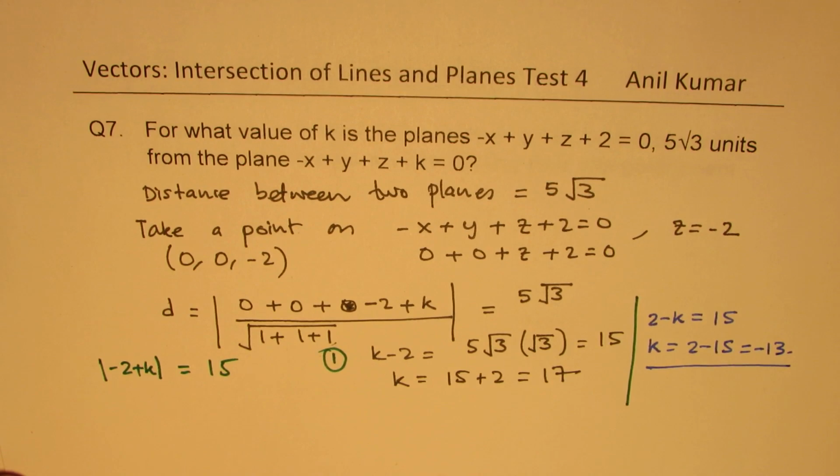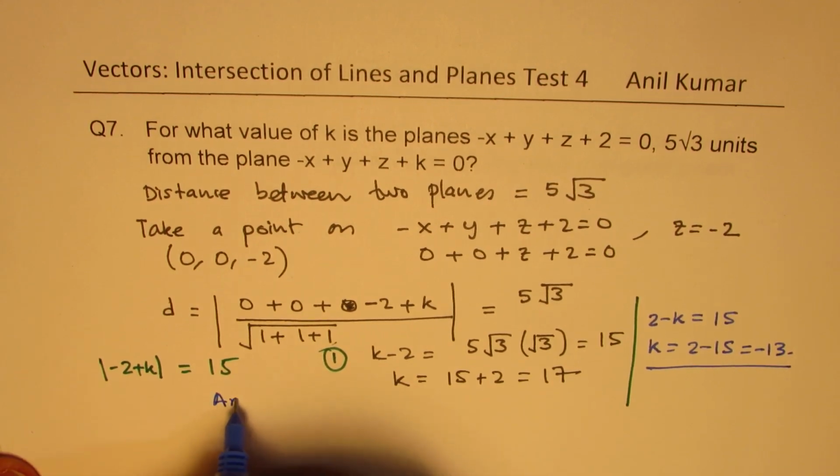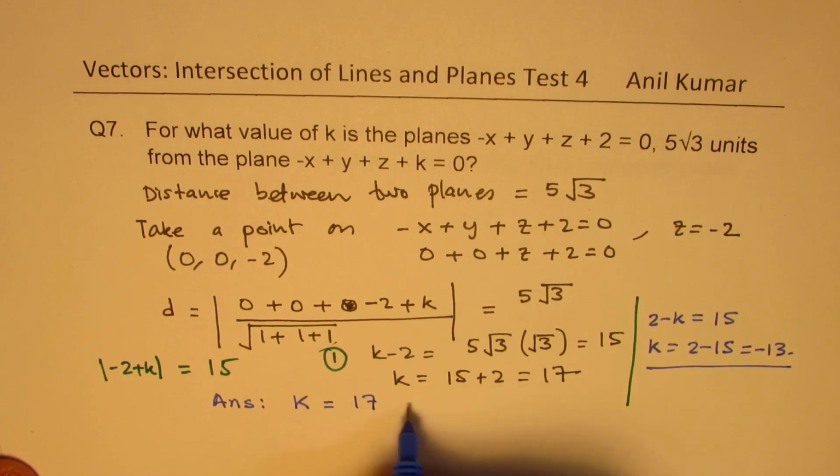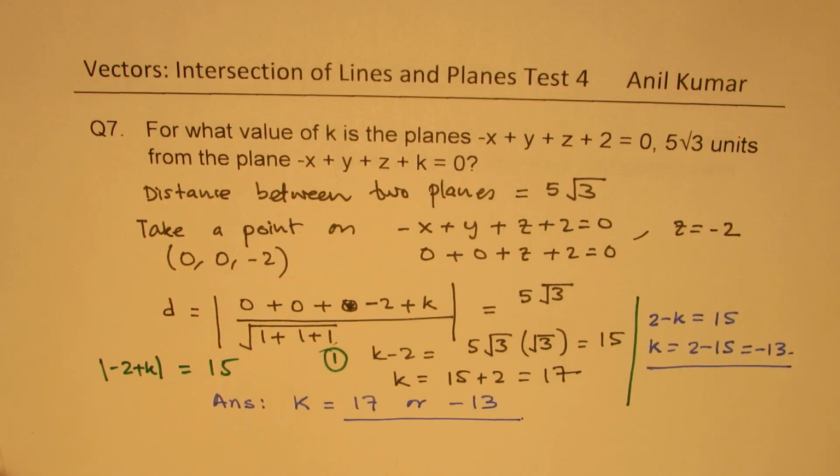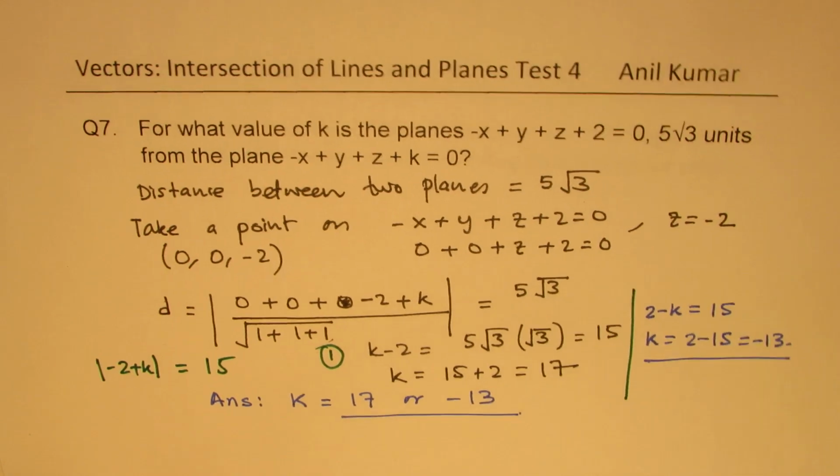So there are actually two possible values. So let me write down our answer, that k is equal to 17 or minus 13, correct? So both are possible for this value of 5 square root 3 as the distance between these two planes.